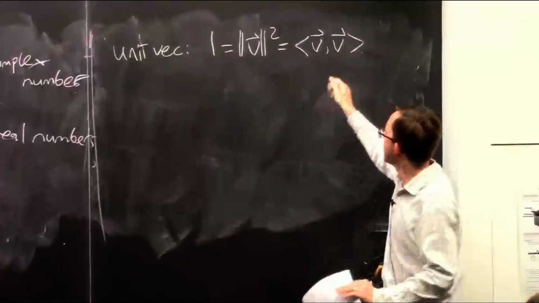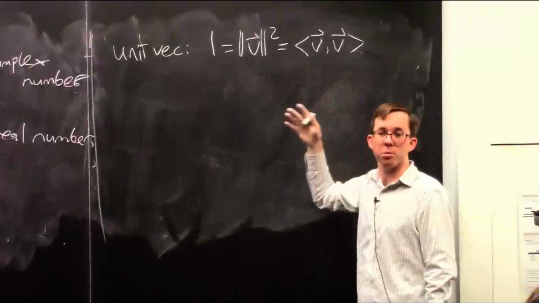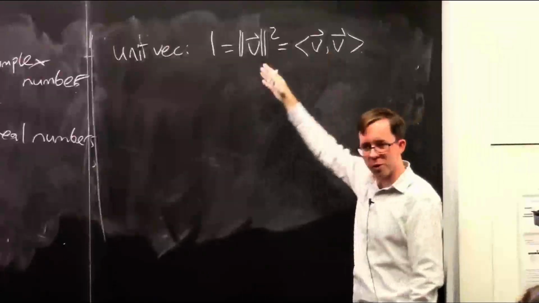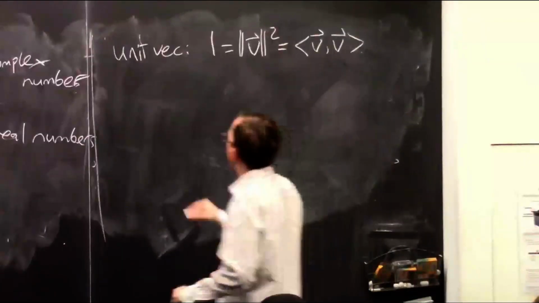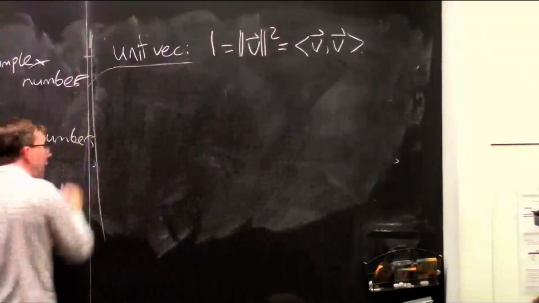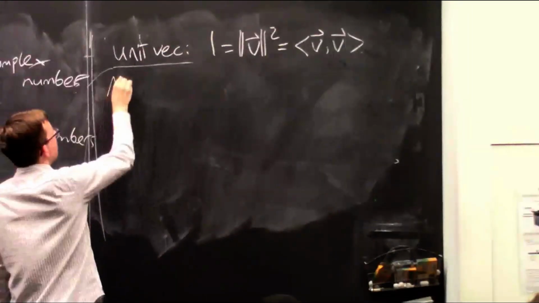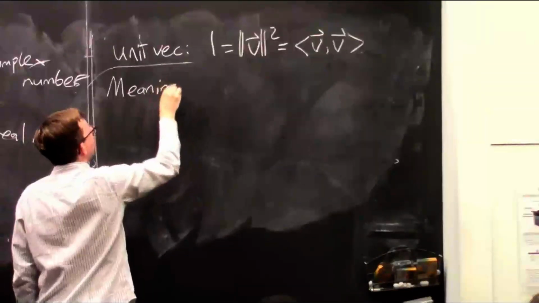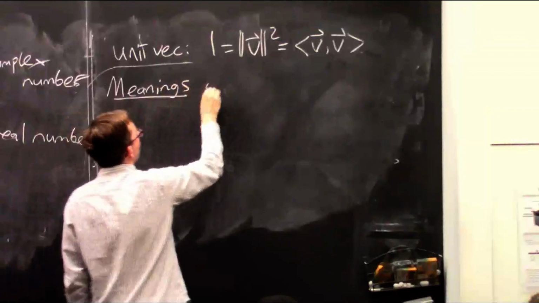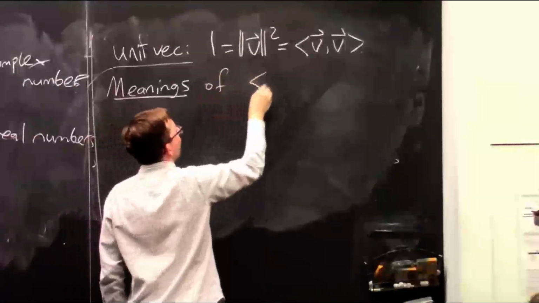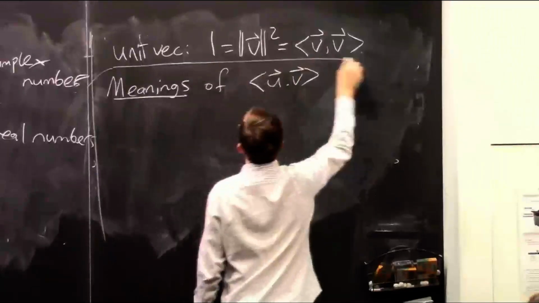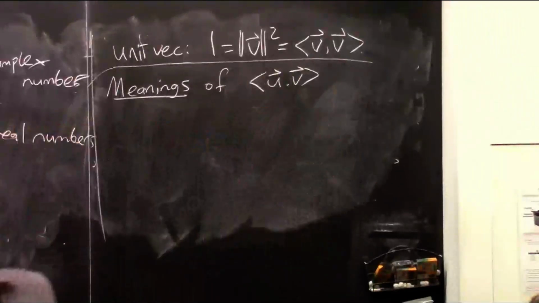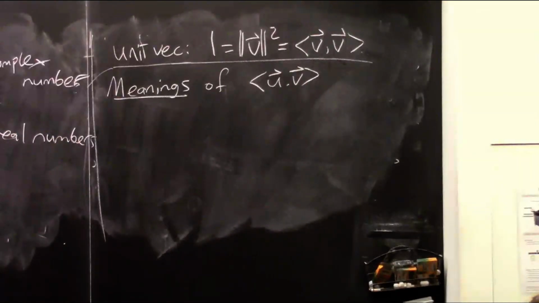Okay, I hope you all know this. This is my notation for the inner product, or the dot product. And the dot product of a vector with itself is the square of its length. We're going to be talking about inner products a lot too, so it's very good to think about the meaning of the inner product of u vector and v vector. Let's say you have two vectors, not necessarily unit vectors. What does their inner product, or their dot product, mean?